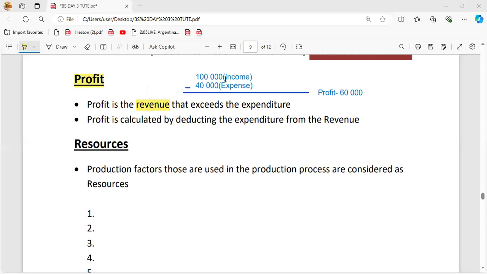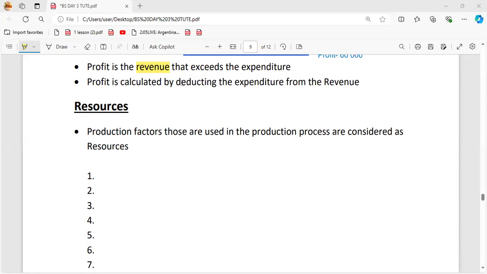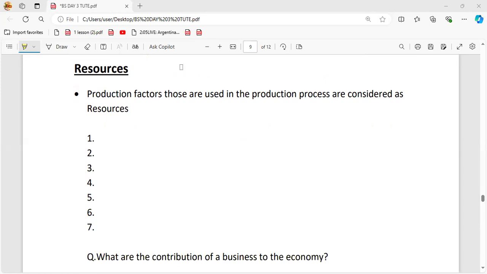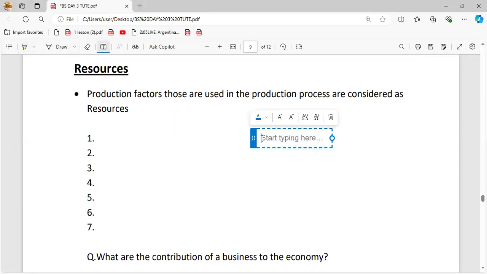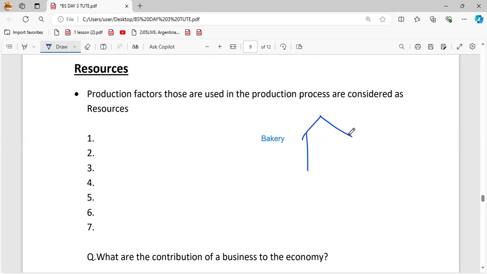Then we are going to learn something called resources. What do you mean by resources? For example, I have a bakery, and in order to carry out the production in that bakery, I need so many items. I need so many resources.